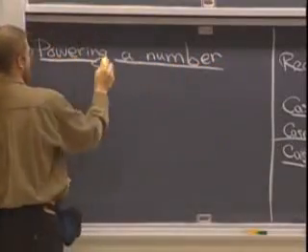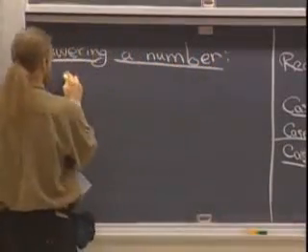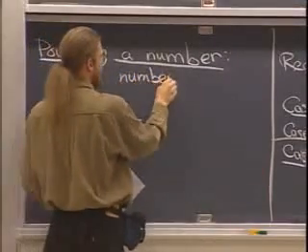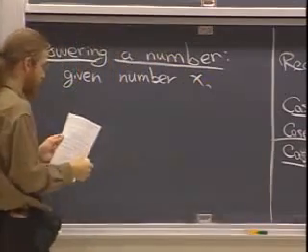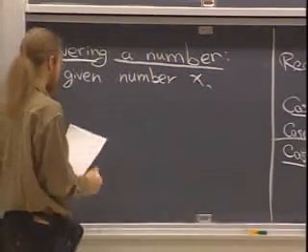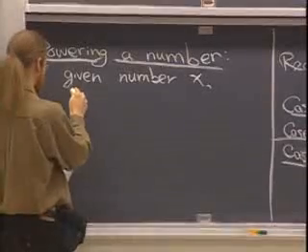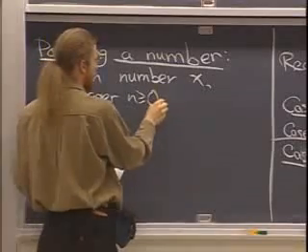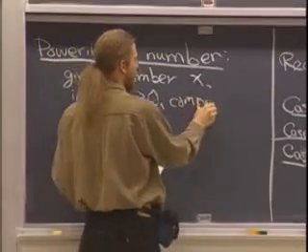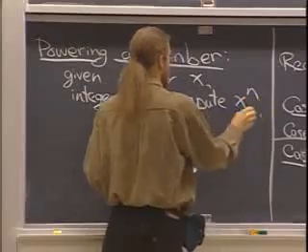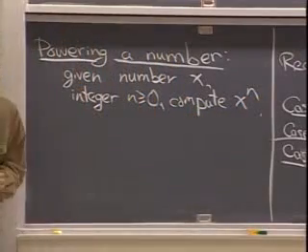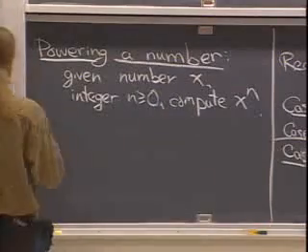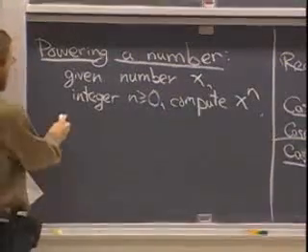So the powering a number problem is I give you a number x. Think of that as a real number or floating point number, whatever. And I give you an integer n, at least 0. I want to compute x to the power n. So it's a very simple problem. It's in some sense even easier than all of these. But here it is, and divide and conquer is sort of the right thing to do.